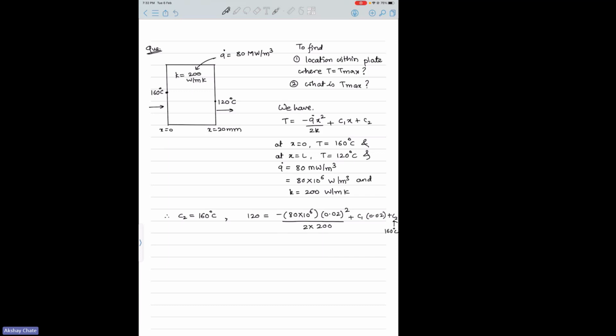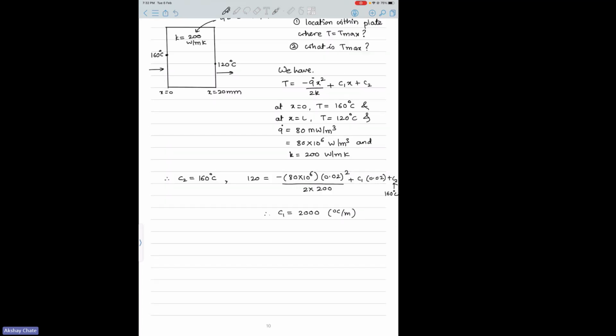So in this equation there is one unknown, that is C1. If you solve it, you should get C1 as 2000. The unit will be degree Celsius per meter, sorry, not minute, because it is multiplied by x.